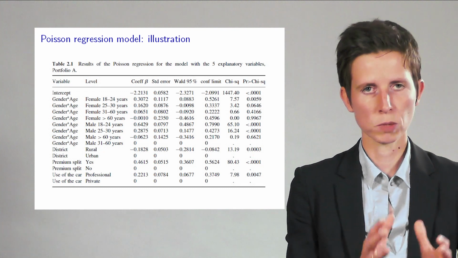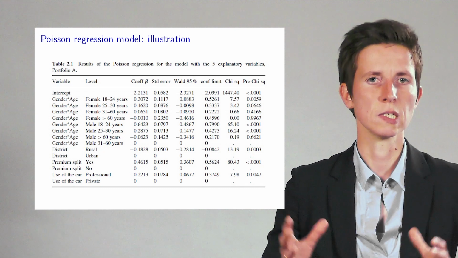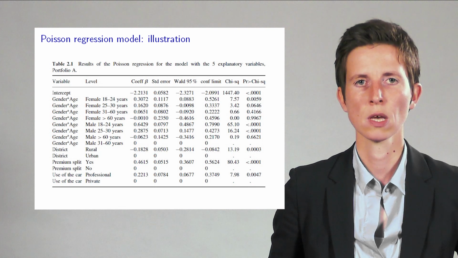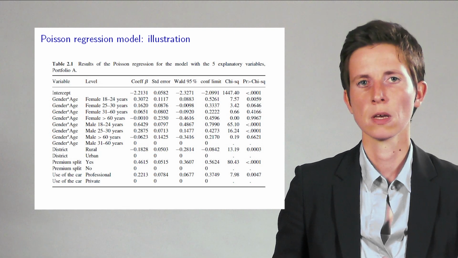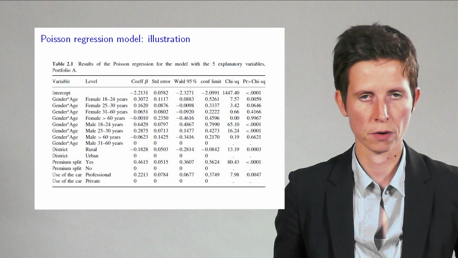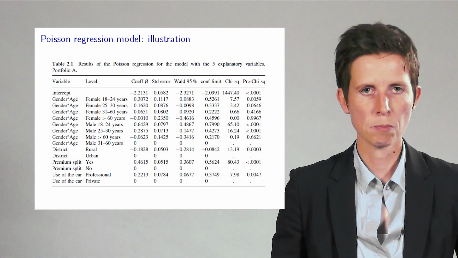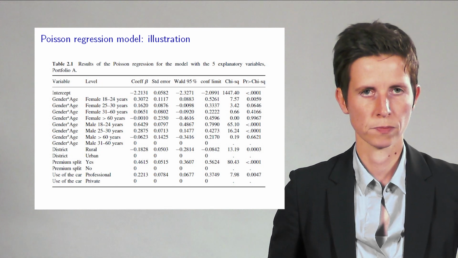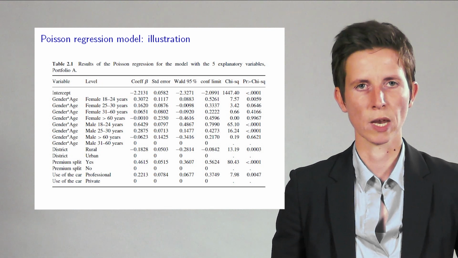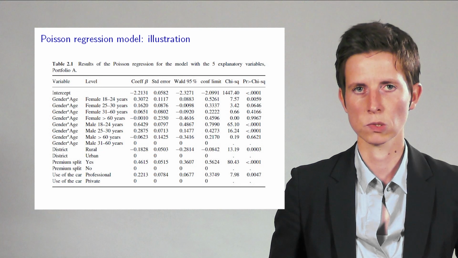We use the interaction between gender and age. We use the district where the policyholder lives, whether he splits the premium, and how he uses the car. The first column in the table lists the name of the variable under consideration. The second column displays the levels of our factor variables.